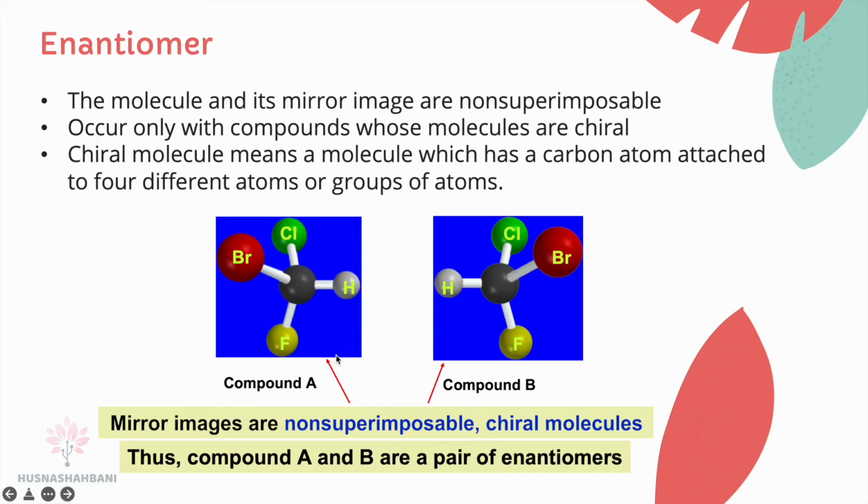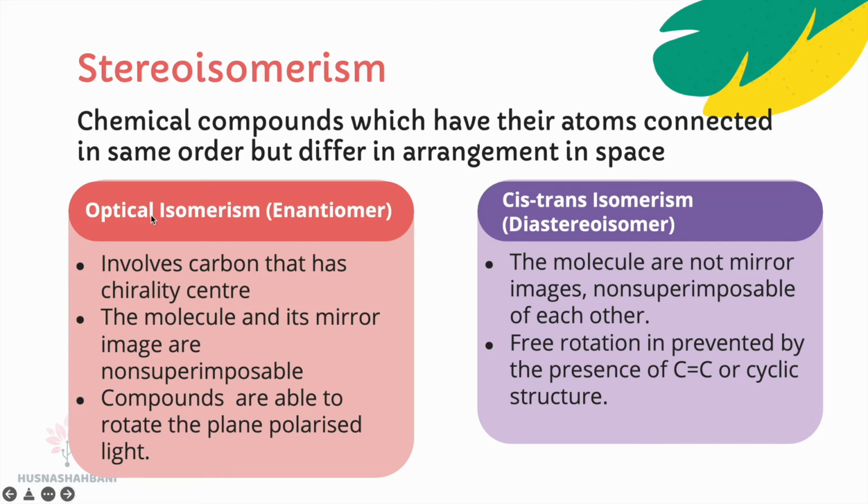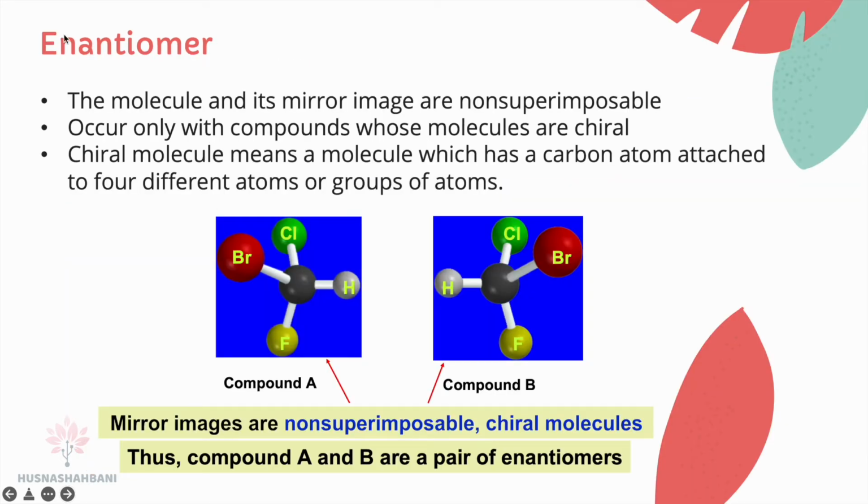Okay, let's look at the enantiomer or optical isomer first. Optical isomer and enantiomer are the same thing, with the same definition. In enantiomers, the molecule and its mirror image are non-superimposable. They occur only with compounds whose molecules are chiral. A chiral molecule means a molecule which has a carbon attached to 4 different atoms or groups of atoms.